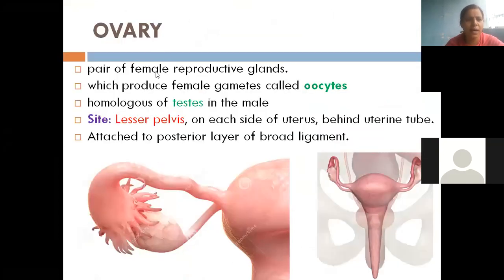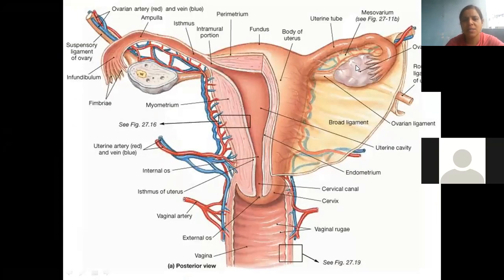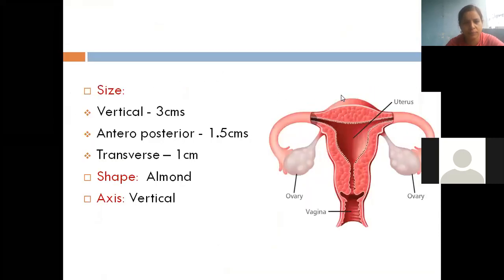Now, ovaries are a pair of female reproductive glands which produce oocytes. They are seen in the lesser pelvis. Ovary is completely surrounded by broad ligament. What is the fold of peritoneum which is suspending the ovary called? Mesoovarium, I told you when I was discussing broad ligament. Mesoovarium is the peritoneal covering of ovary.